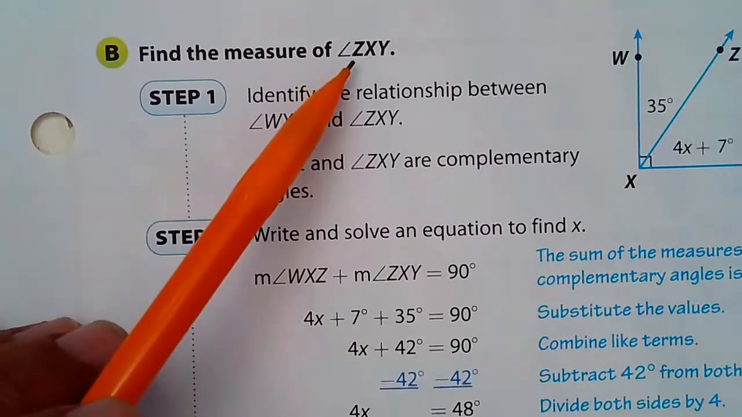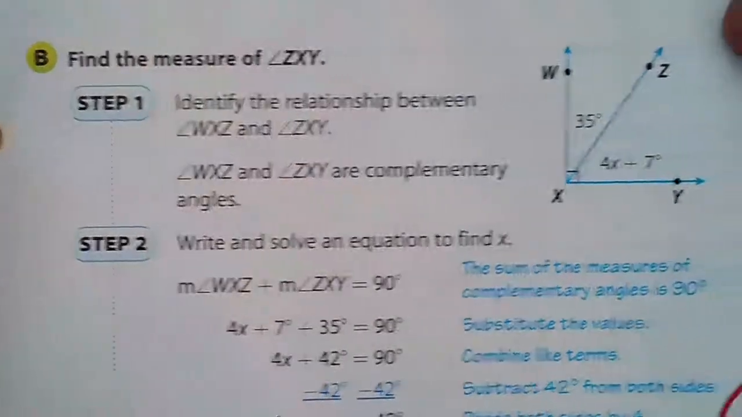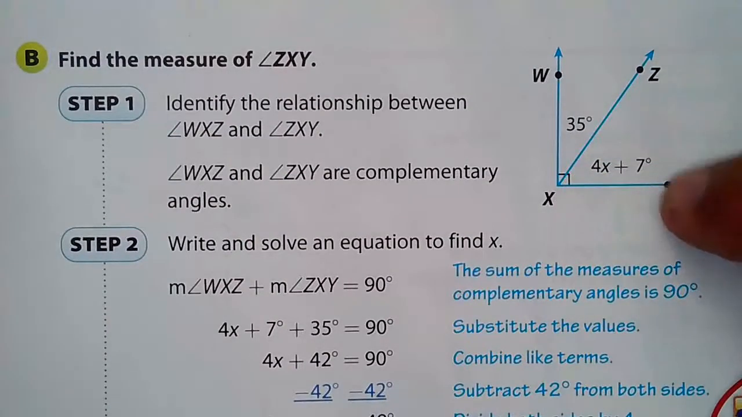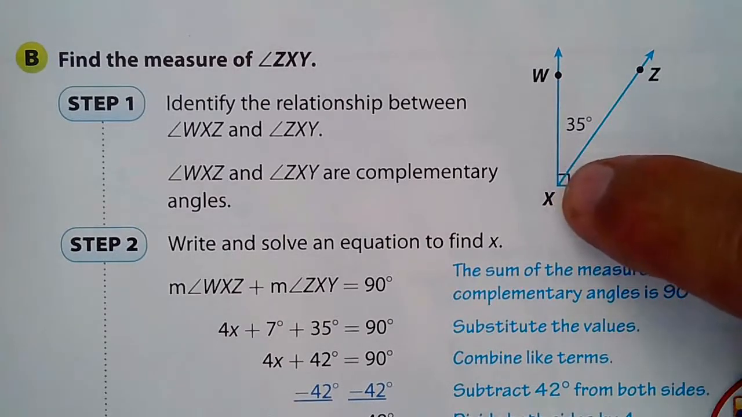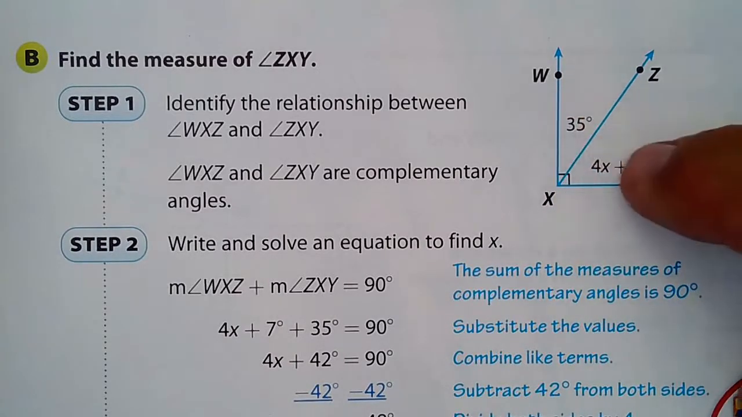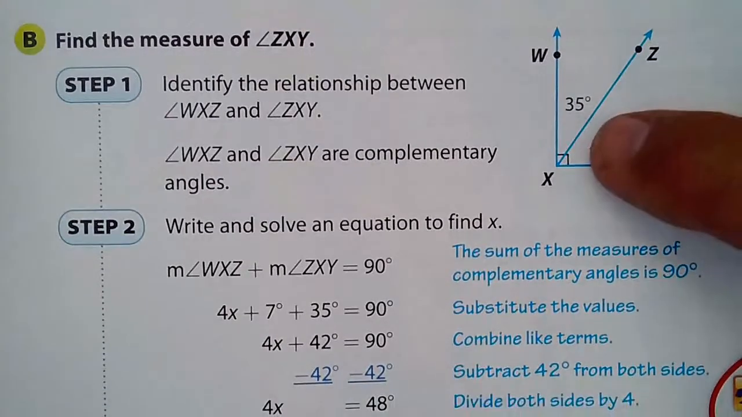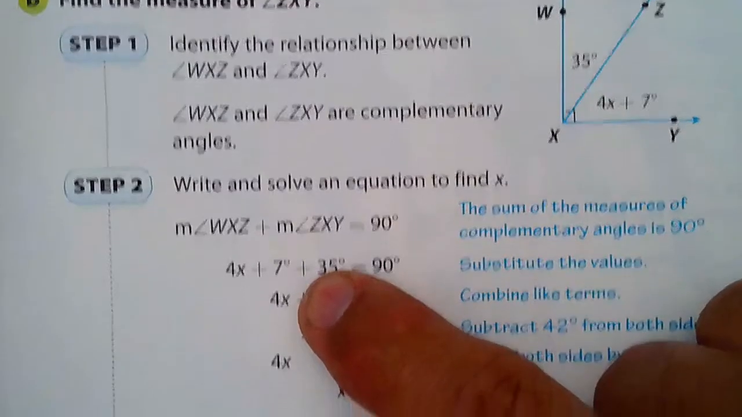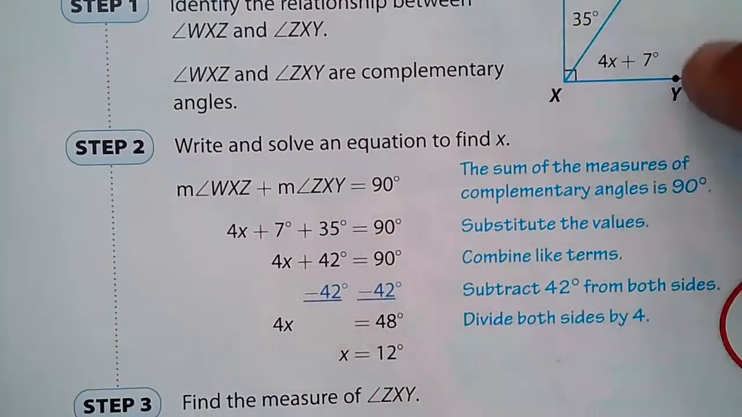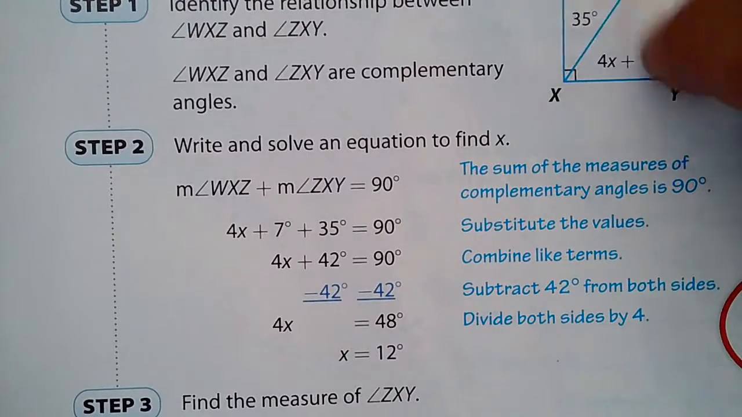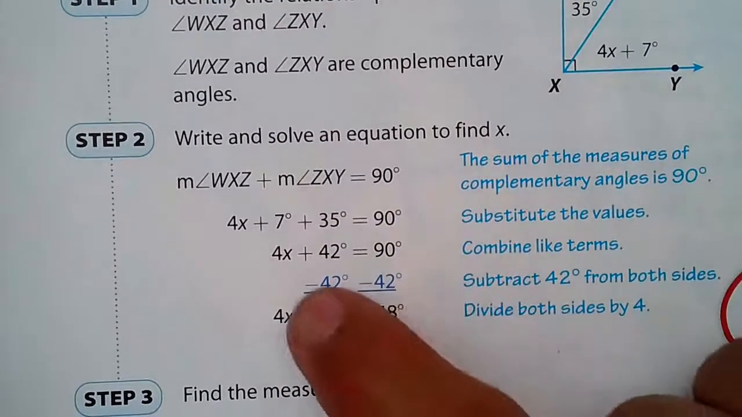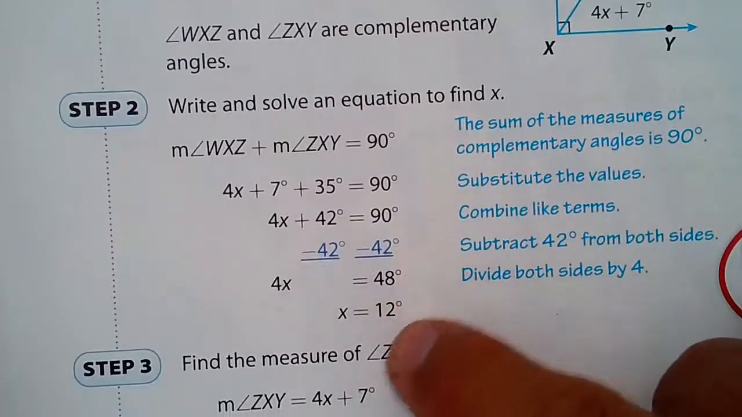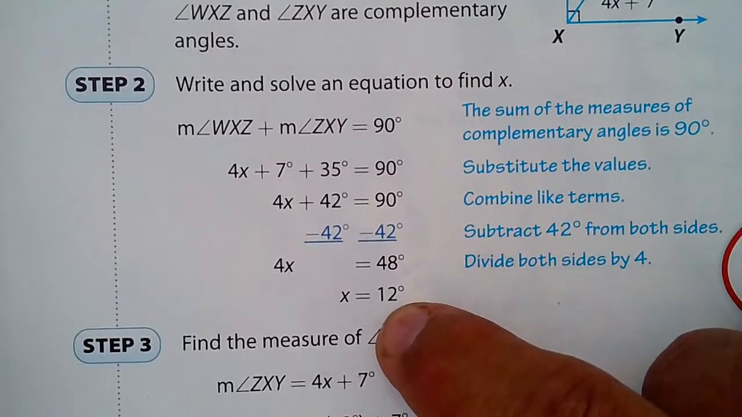identify or find the measure of ZXY. ZXY. So what is the measure of this? Well, together, this plus this is going to be, they're complementary angles, because that little square right there is telling me 90 degrees. So that plus that equals 90. 4x plus 7 plus the 35 degrees is equal to the full 90 degrees. So this plus this gets you all the way there. We'll solve this, subtract 42, and then divide by 4, and the value of x is 12.